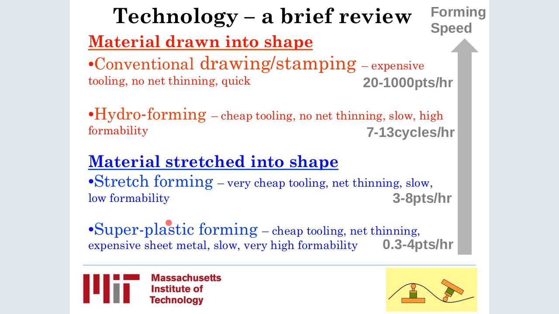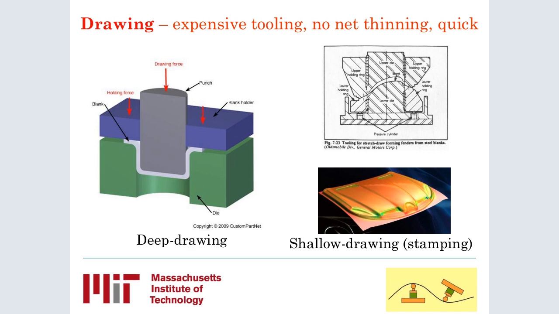Materials are drawn into shapes, that is conventional drawing and stamping. They have expensive tooling, not net thinning, and are quick. Hydroforming has cheap tooling and also no net thinning. Then materials stretch into shape, that is stretch forming and superplastic forming. Stretch forming has very cheap tooling, net thinning, is slow and has low formability. Superplastic forming has cheap tooling but is also very expensive.